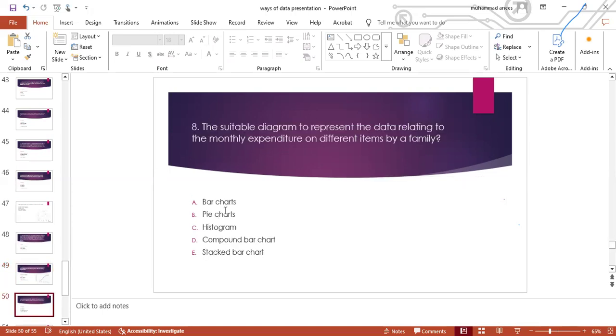8. A suitable diagram to represent the data relating to the monthly expenditure on different items by a family can be shown by A, bar chart, B, pie chart, C, histogram, D, compound bar chart, E, stacked bar chart. Pie chart. Yes, pie chart is the answer.